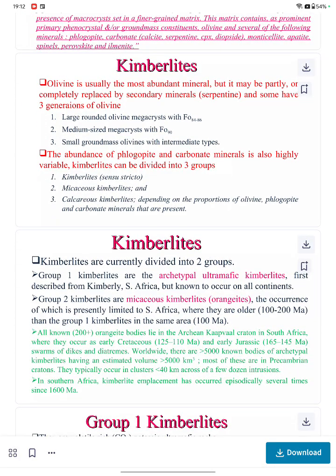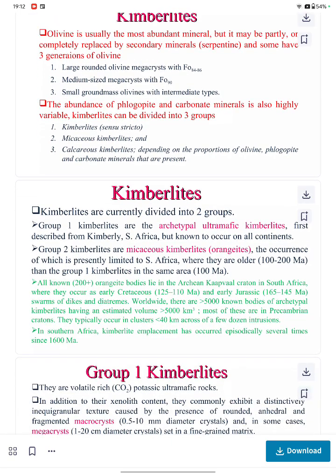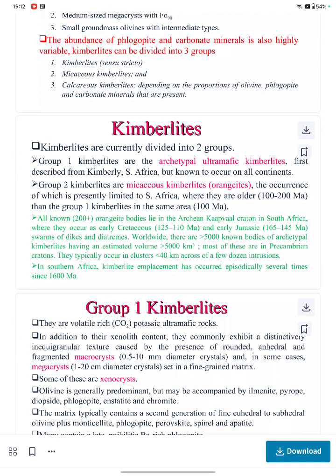Kimberlite olivine is usually the most abundant mineral, but it may be partly or completely replaced by the secondary mineral, that is serpentine. I've already told you. And some have three generations of olivine. The abundance of phlogopite and carbonate is so highly variable. Kimberlites can be divided into three groups, that is kimberlite sensu stricto, micaceous kimberlites, and calcareous kimberlites, depending on the proportion of olivine, phlogopite, and carbonate.